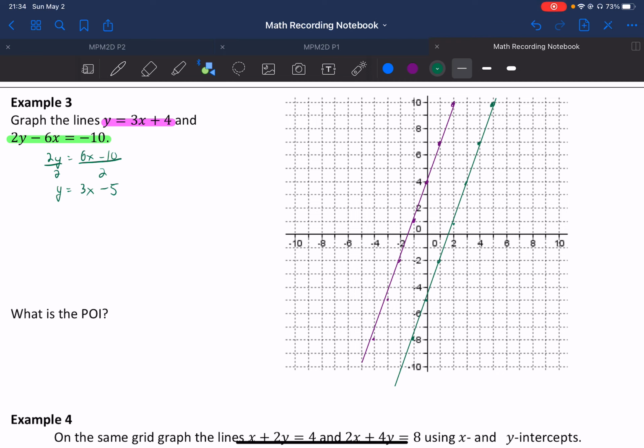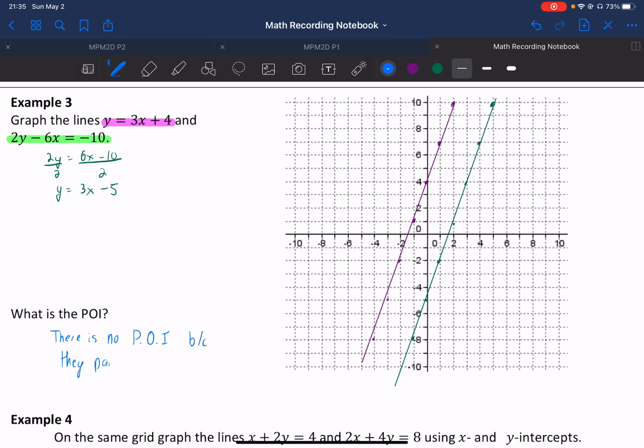What's our POI? You notice, this guy hangs out over here, this guy hangs over here. They're going the same way. They kind of look parallel. That's because they have the same slope. Remember, parallel lines have the same slope, and parallel lines will never meet. So what we can say here is there is no POI because they are parallel lines.